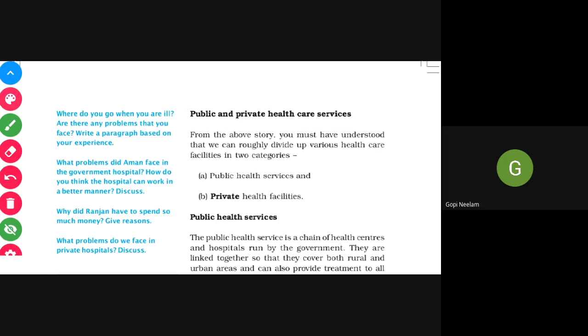From the above story, you must have understood that we can roughly divide various healthcare facilities into two categories. How many categories? Which story is it talking about? The Ranjan and Aman story. What are the two categories? Public healthcare services and private healthcare services. Okay, we understood that there are two kinds of healthcare services.